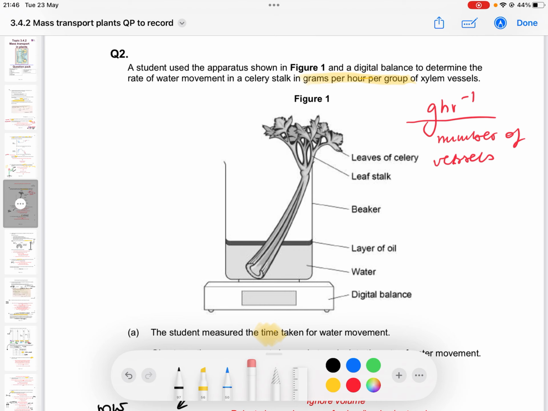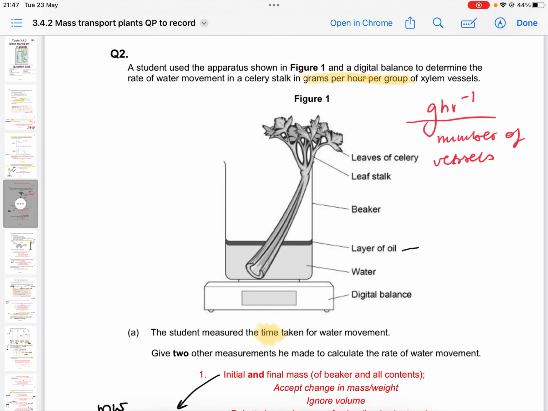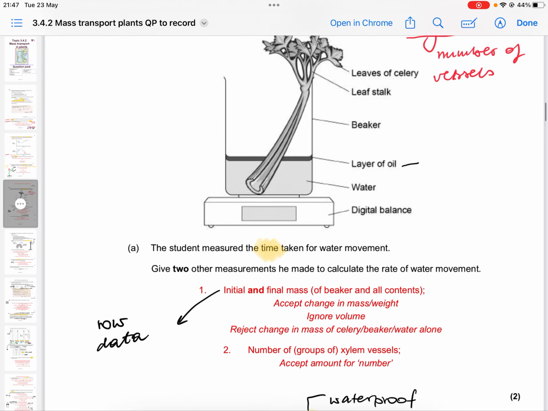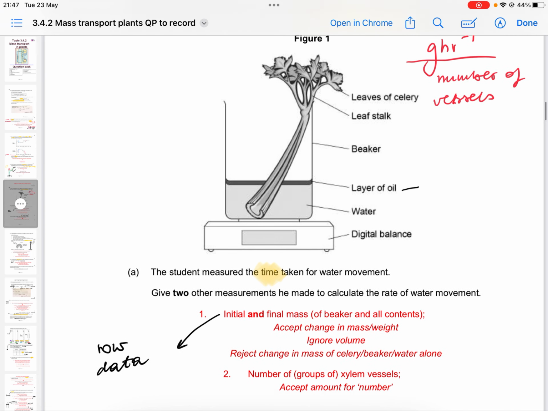Another important bit of this setup is the layer of oil. Remember, the layer of oil will be waterproof. That's important to consider within the past paper questions. Let's have a look at the questions. The students measure the time taken for the water movement, and they're asking for other measurements that he should take.